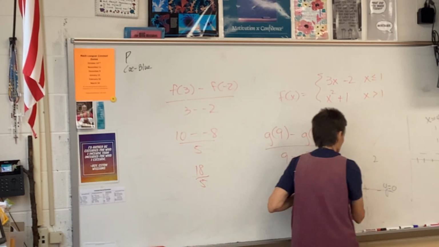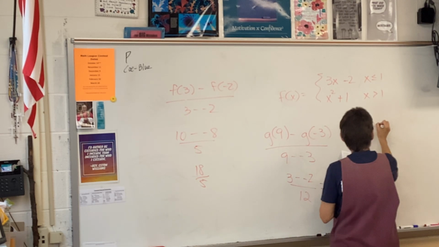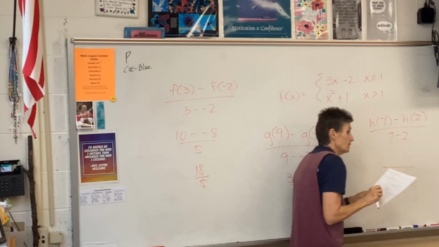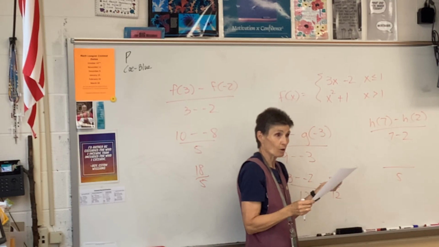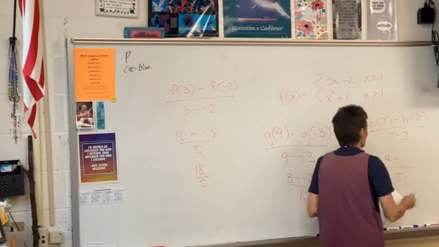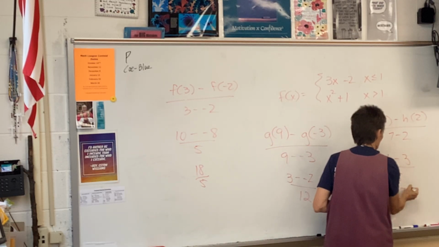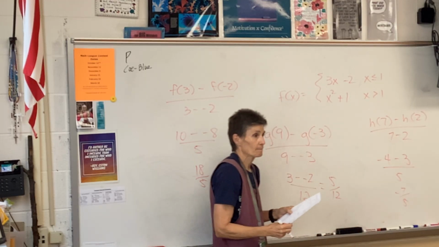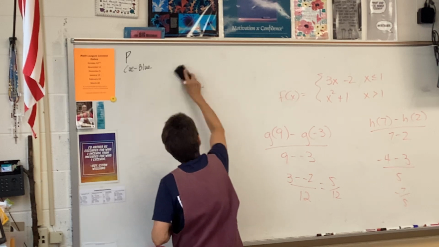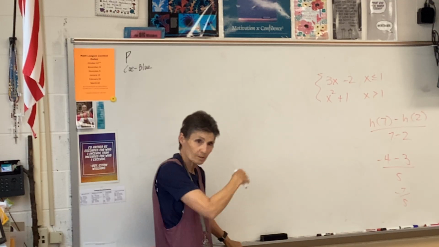All right, and then for the next one, you wrote, before you started, h of 7 minus h of 2 over 7 minus 2. This was a chart. So what's h of 7? Negative 4. And h of 2 is 3. So did you get negative 7/5? And then what in the world did you do with that last one?